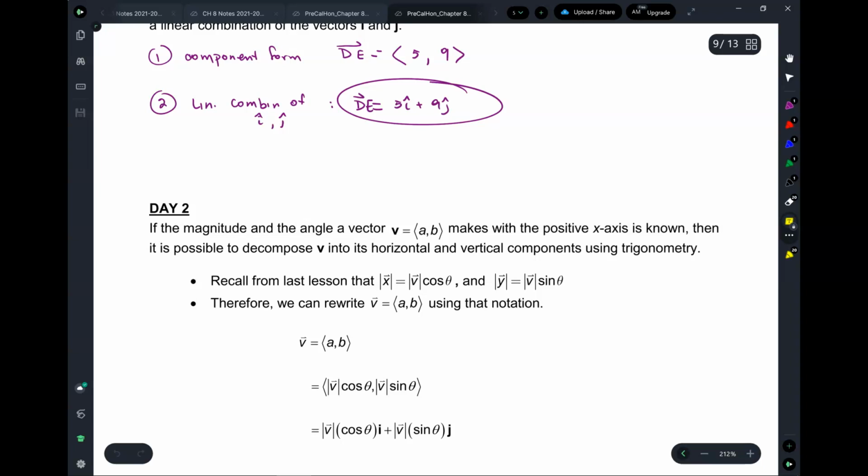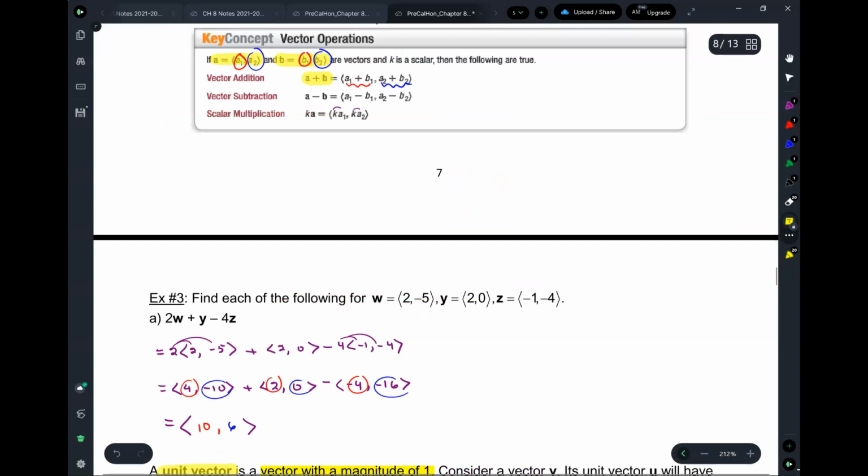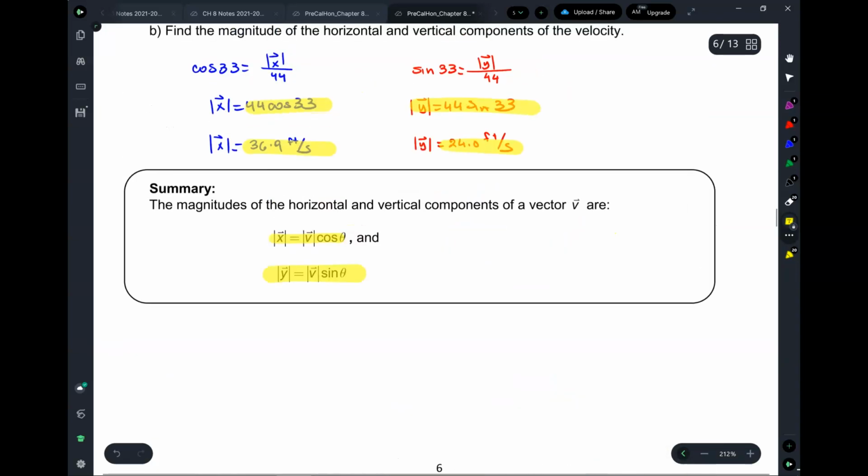We're going to combine what we did yesterday and also in section 1 as well. So if you know the magnitude and the angle of a vector, then you can decompose v into its horizontal and vertical components using trigonometry. Remember what we learned in lesson 1.